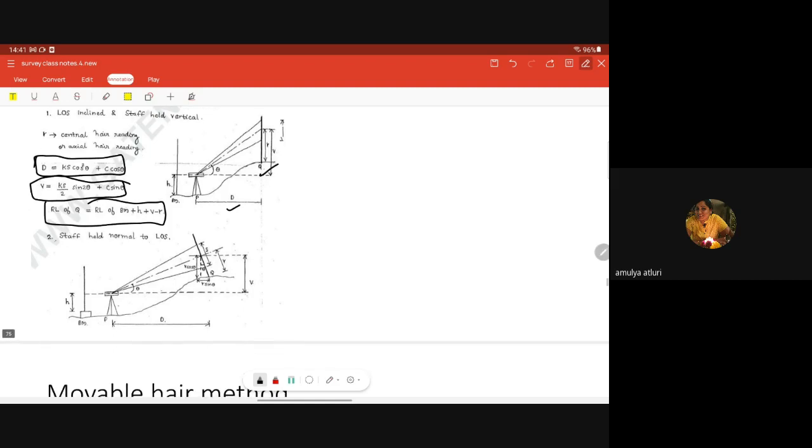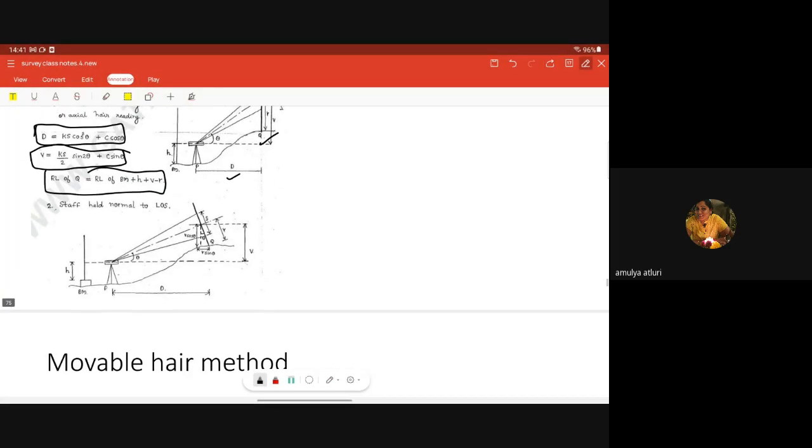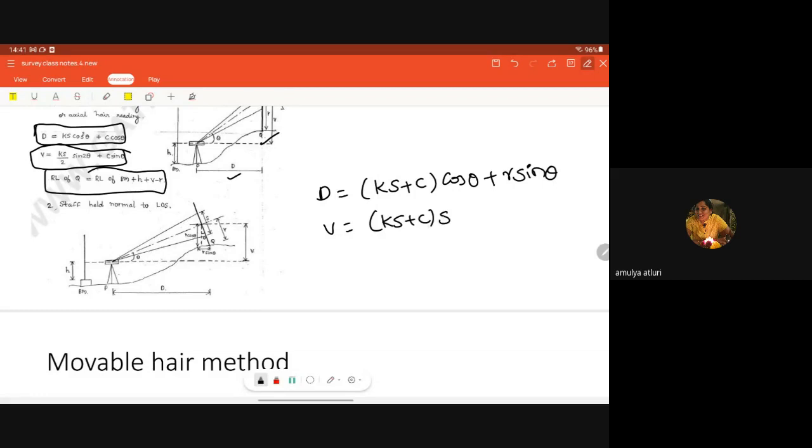When my staff is held normal to LOS, what are the D and V formulas? If it is held normal to the line of sight, then D is equal to Ks plus C cos theta plus R sin theta. V is equal to Ks plus C into sin theta.